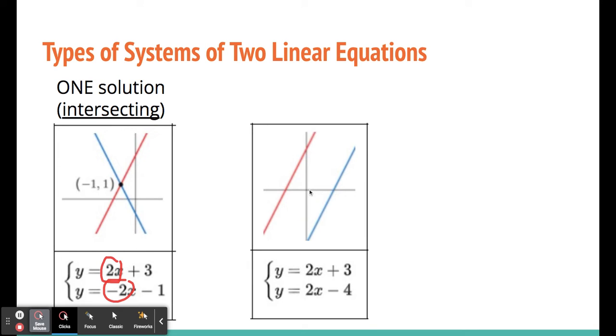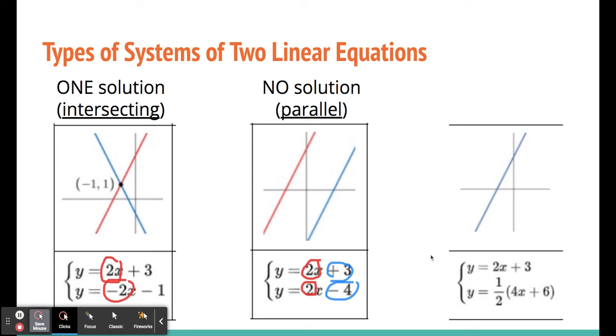Our next type that we've seen is when we have these parallel lines. When we look at these types of equations, you'll notice that they have the same slope. So both of these equations in this example have a slope of 2, but they have different y-intercepts. So those are different. That's what makes the lines parallel. Because they are parallel, they will never, ever intersect. There will never be a point that is on both lines. That means that there is no solution. Parallel lines have no solution.